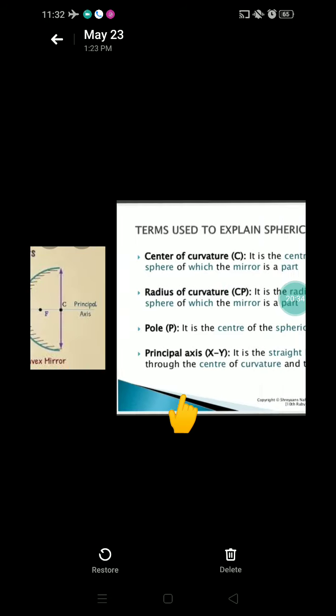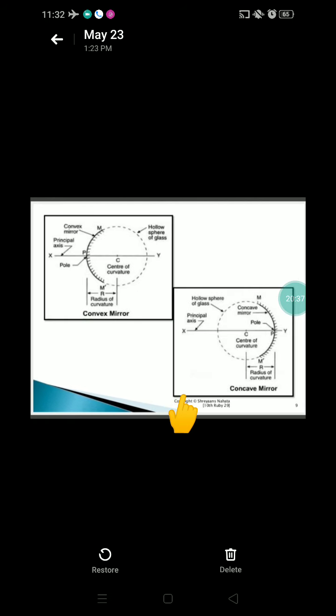First term is center of curvature. What is center of curvature? Look at this figure. In this figure, this point C represents the center of curvature. The center of curvature of a spherical mirror is the center of the hollow sphere of glass of which the spherical mirror is a part. Here, this is our spherical convex mirror, and if we complete it, we will get a sphere, and the center of the sphere is called the center of curvature. Okay, clear? And it is usually represented by the letter C.